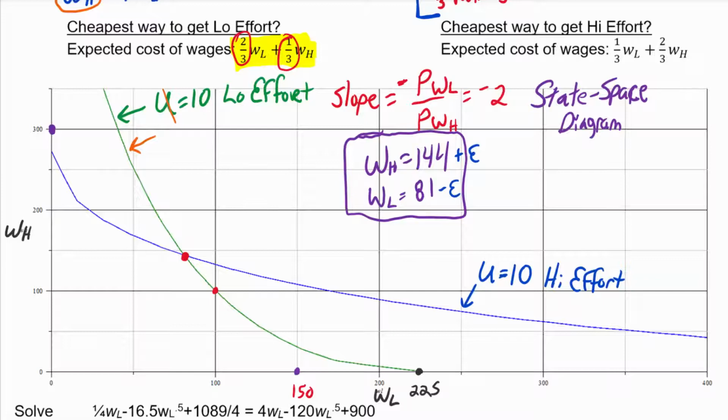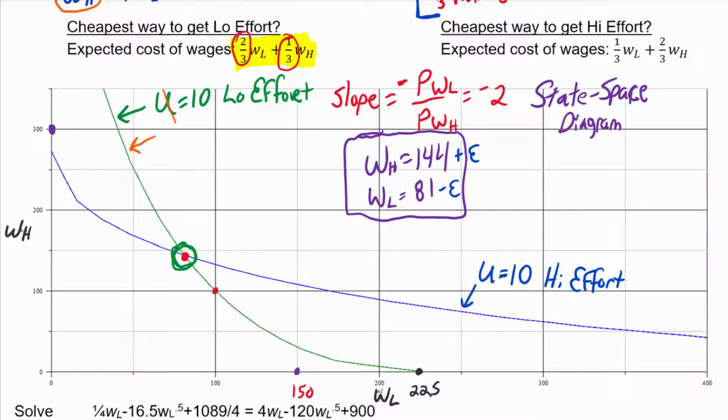So what this solution tells us is, again, because they're indifferent right at this point, that they would get 10 utils in the case where they provide high effort and 10 utils where they provide low effort.